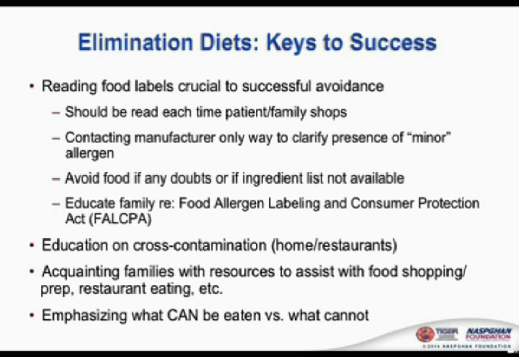of food labels. If there is any doubt that a food contains a questionable ingredient, then the food should be avoided, of course, and then education should be provided to the family about the specifics of food labeling laws. Education should also be provided regarding cross-contamination, both at home and when eating out. And families should be acquainted with resources that assist with food shopping, food preparation, restaurant eating, etc. And the Food Allergy Research and Education Group has many, many great resources which can be found at their website, foodallergy.org.